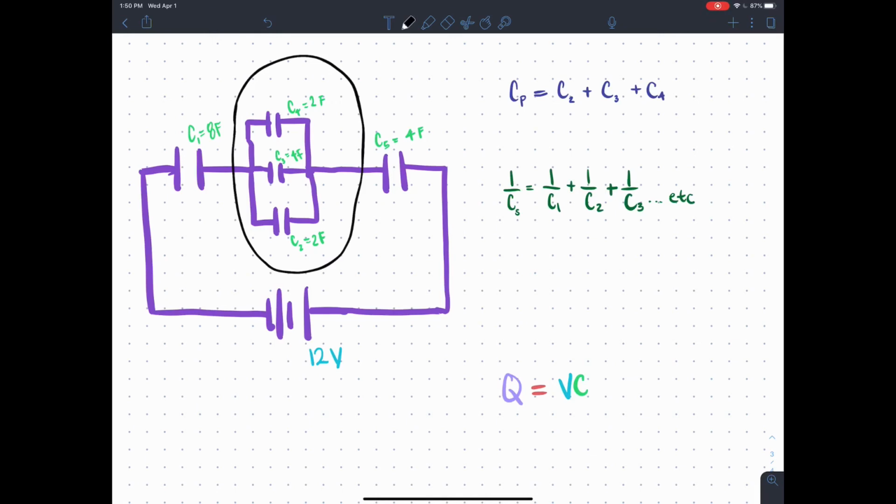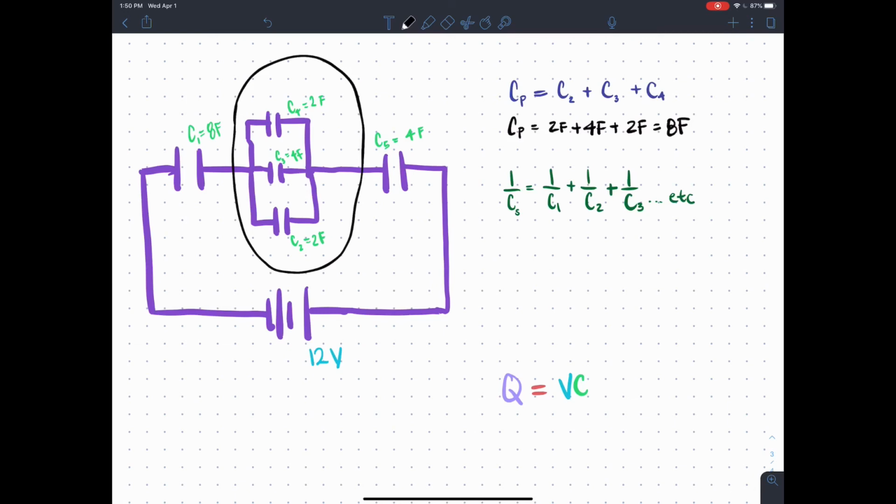And we did this before. This part is pretty easy. So we just use that same equation for capacitors in parallel, which is capacitors 2, 3, and 4 added together. Capacitance in parallel is equal to 2 farads plus 4 farads plus 2 farads, which is going to equal 8 farads for those 3 capacitors in parallel.